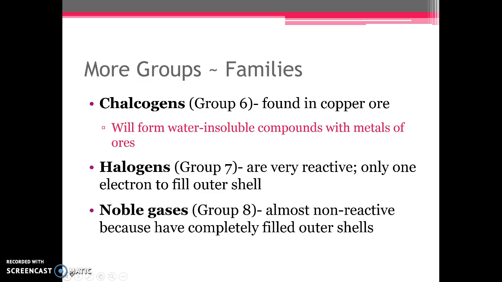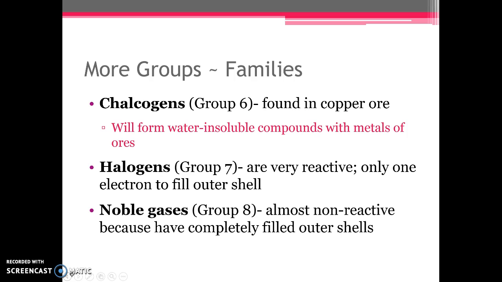On the other side of the periodic table, group 6 are known as the chalcogens. They are found in copper ore, and they will form water-insoluble compounds with metals of ores. Group 7 are the halogens and are very reactive. Only one electron is needed to fill the outside shell.